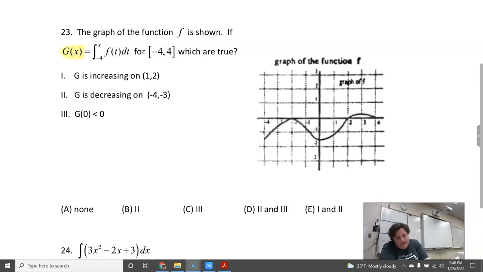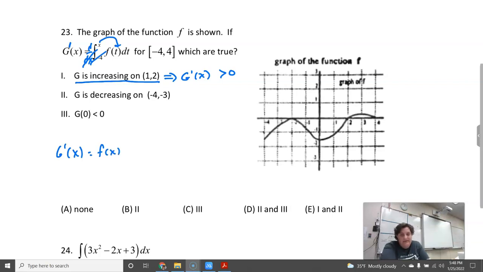Check it out. G is increasing on 1 to 2. How can I tell? Well, the definition of that means G is increasing, means G prime is greater than 0. I just got to go back to definitions. So is G prime greater than 0? Well, what is G prime? Let's look over here. G prime means I take the derivative of this. So G prime, and the derivative of an integral just makes f of x.